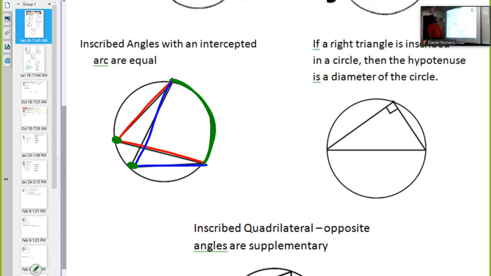So what we learn is that if you have 2 different inscribed angles that are eating the same arc, those 2 angles are congruent. The first property we have to learn. Any questions on that one?